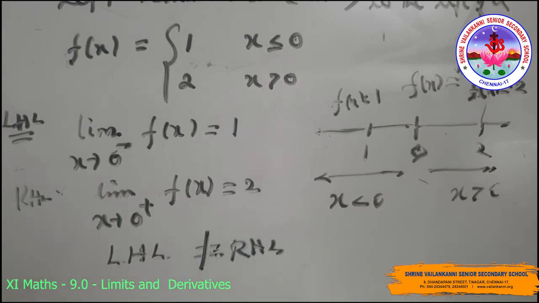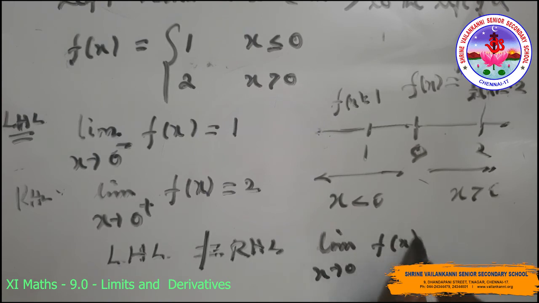Hence we say that the limit of f of x as x tends to 0 does not exist, even though the function is defined at x equal to 0.